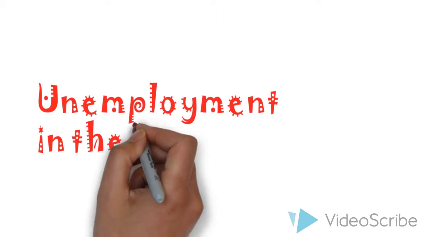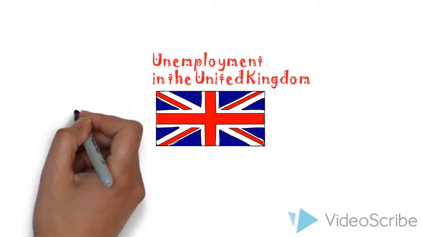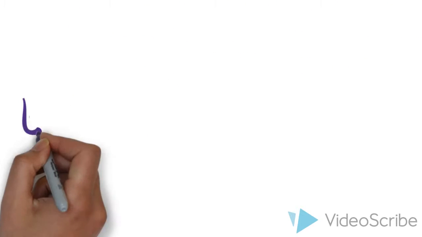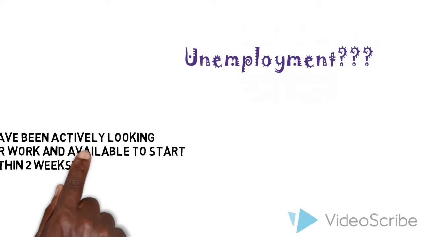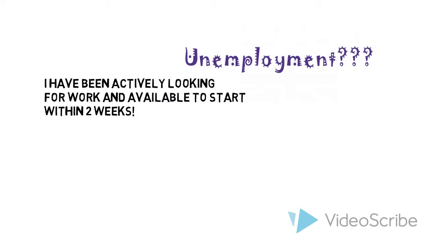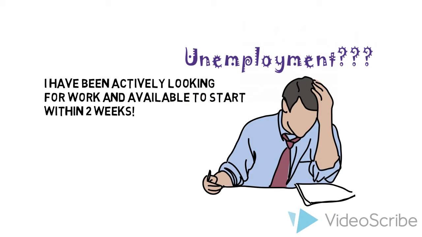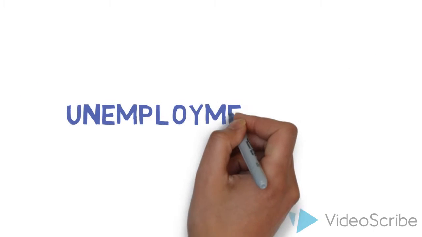Today, we're going to talk about the unemployment in the United Kingdom. Let's start with the basics of this topic. So what is the unemployment? Unemployment is the number of people out of work who have been actively looking for work and available to start within 2 weeks. What is the unemployment rate?